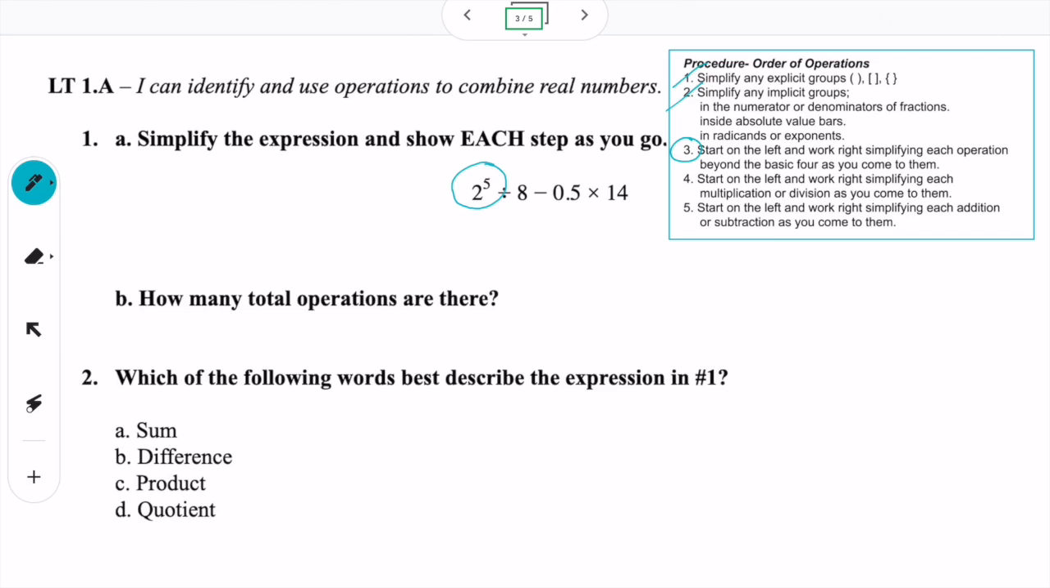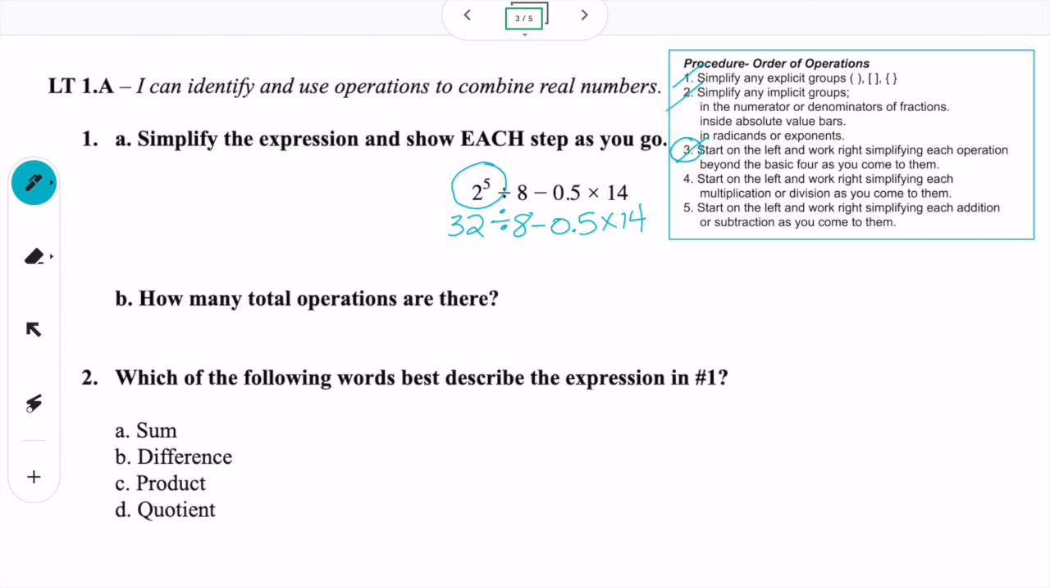Now, 2 to the 5th means 2 times 2 times 2 times 2 times 2. 2 to the 5th is equal to 32. So I'm going to replace that exponential expression with the simplified value, 32. Everything else is going to stay the same for now. And we'll go back to the order of operations and move on to the next step.